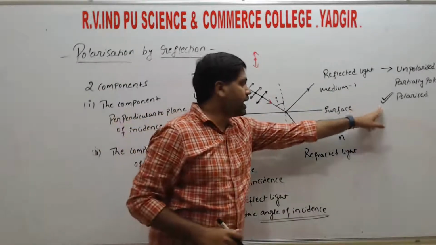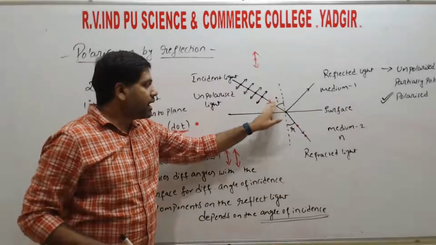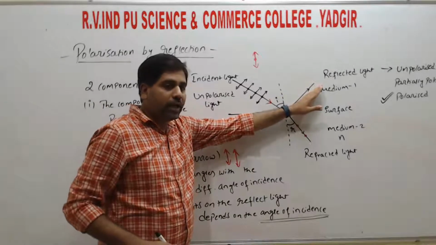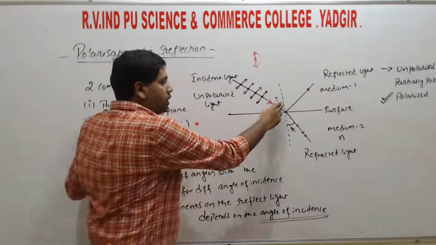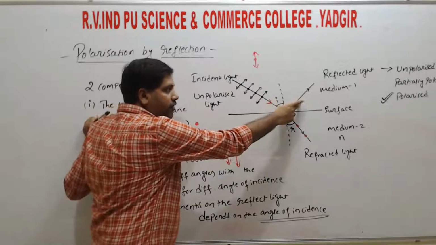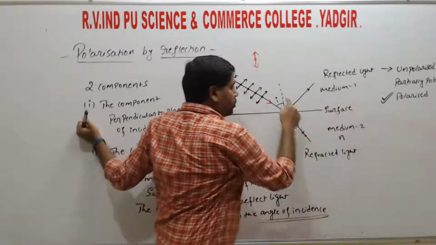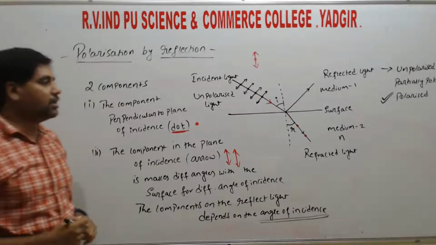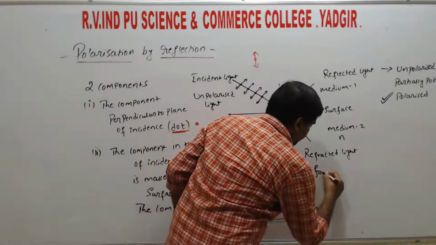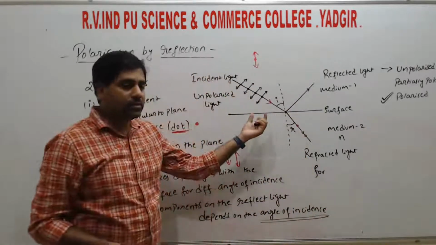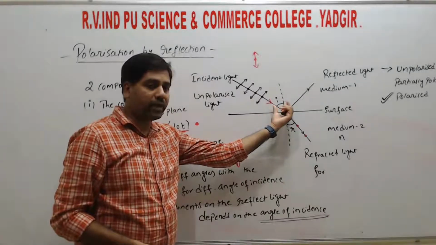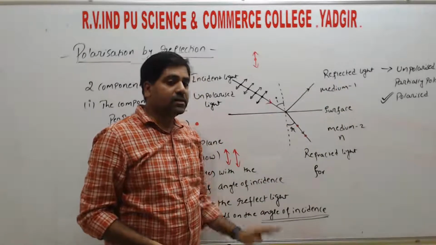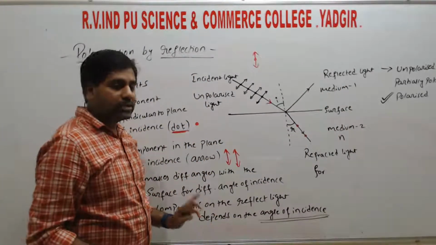For completely polarized light, we need a particular angle of incidence. For this particular angle of incidence, the reflected light is fully polarized. That angle we call the polarizing angle or Brewster's angle.